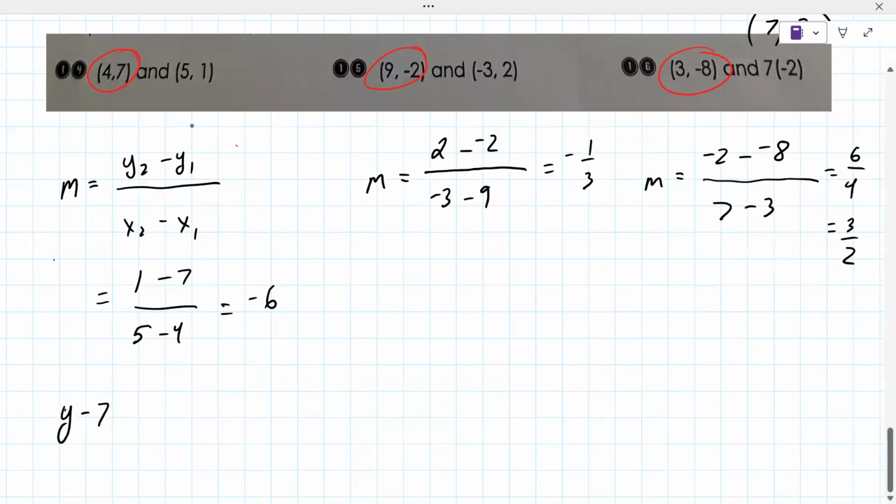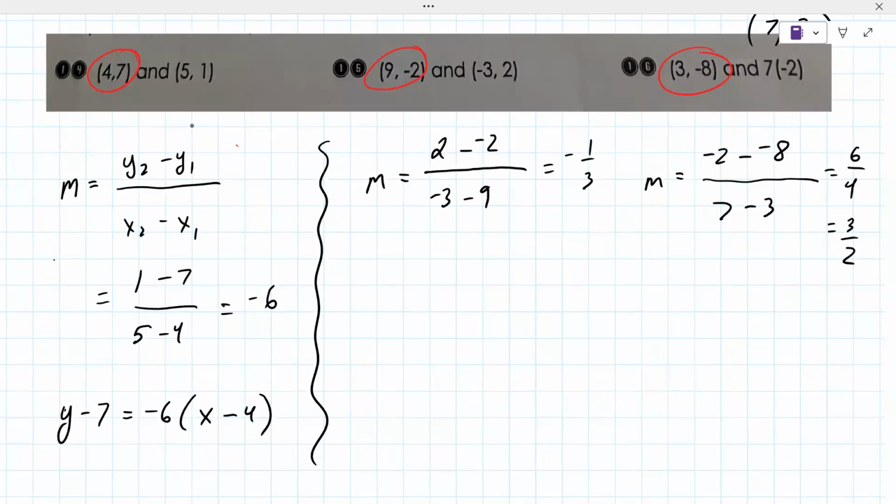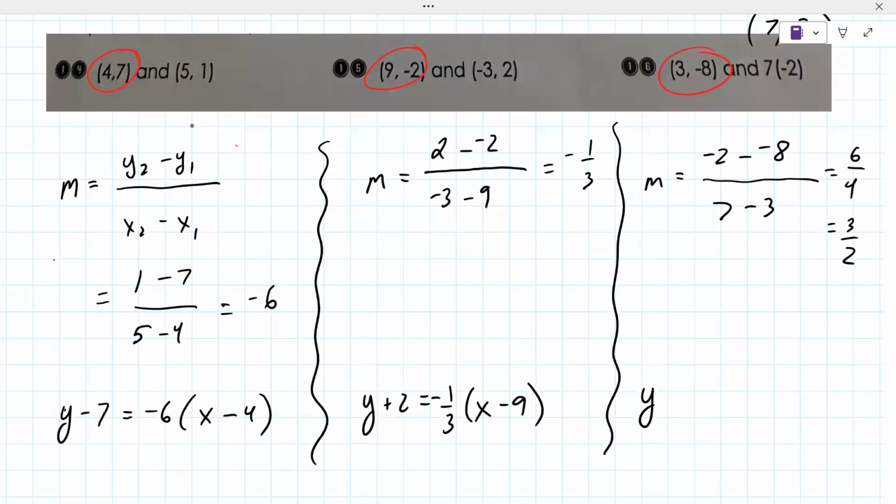Okay, so for number 14, I got y minus 7 is equal to -6 parentheses x minus 4. Right? For number 15, I got y plus 2 is equal to -1/3 parentheses x minus 9. And for number 16, I got y plus 8 is equal to 3/2 x minus 3. All right, very good.